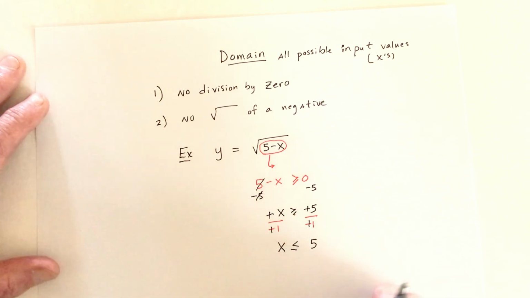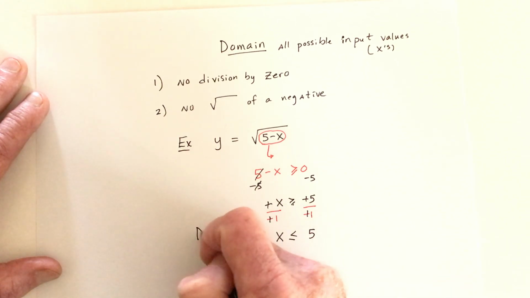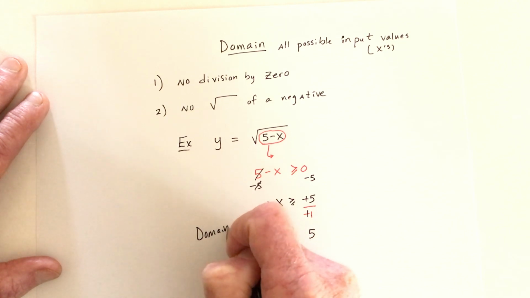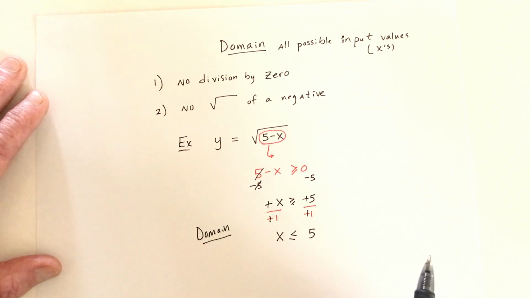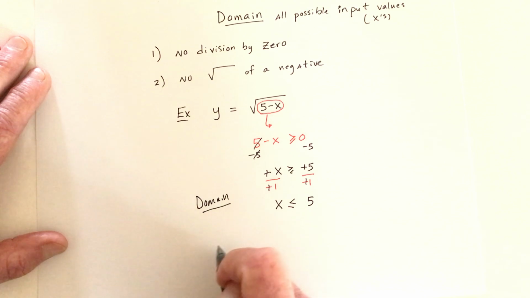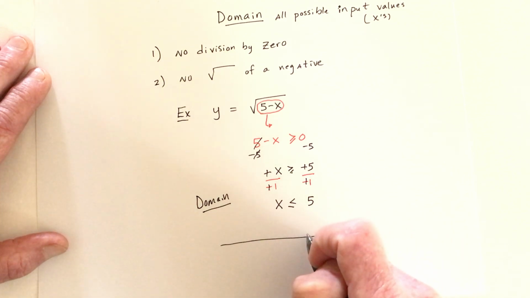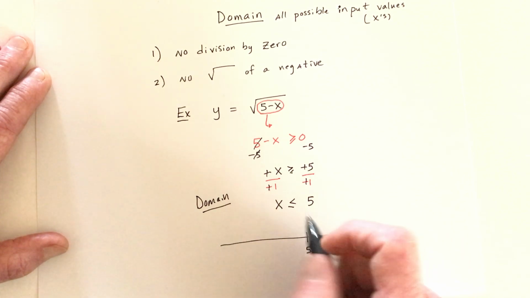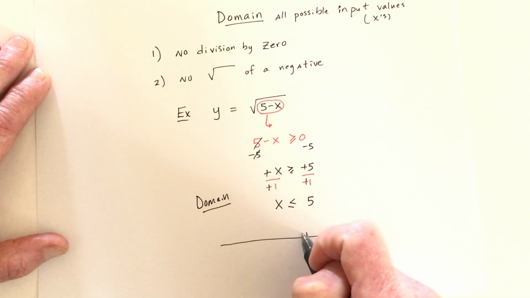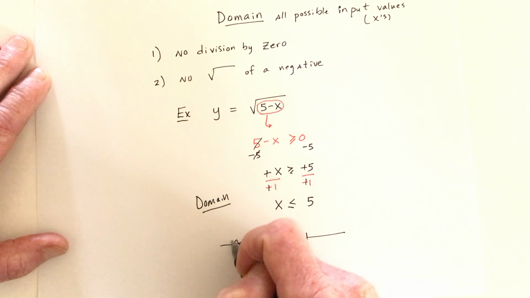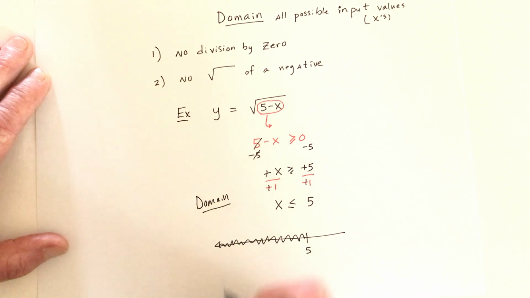So that's the domain. x has to be less than or equal to 5. And then if you're asked for the interval notation, so 5, let's say, is right here. Less than means to the left. So to the left of 5, all of these are perfectly fine.